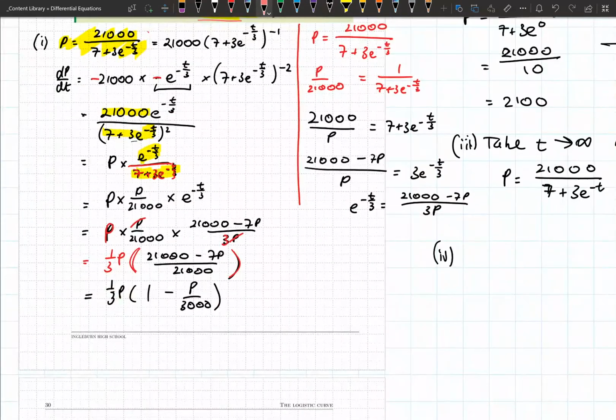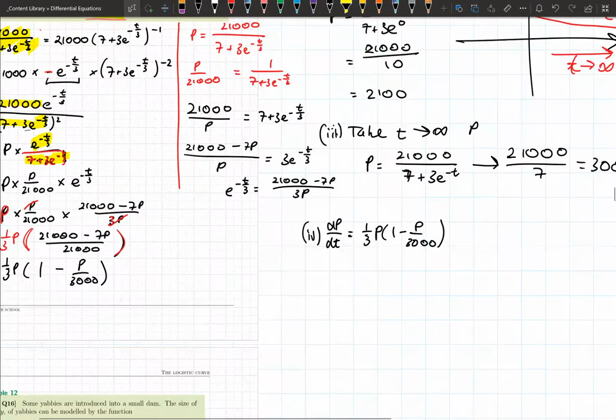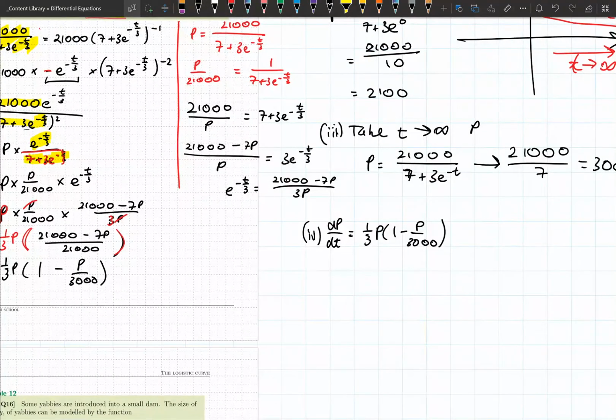Now, in the previous part, we showed that dP/dt is equal to 1/3 P times (1 minus P/3,000). Oh, wow, this is going to be tedious. Trust me, it's not. Does this equation have any t's in it? No. Which is really annoying, because we wanted to sub in t is equal to 0.